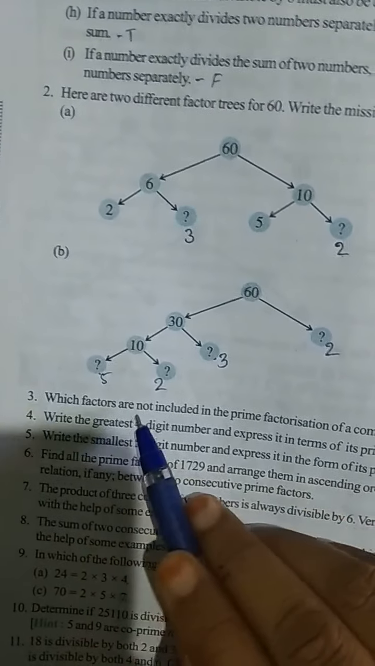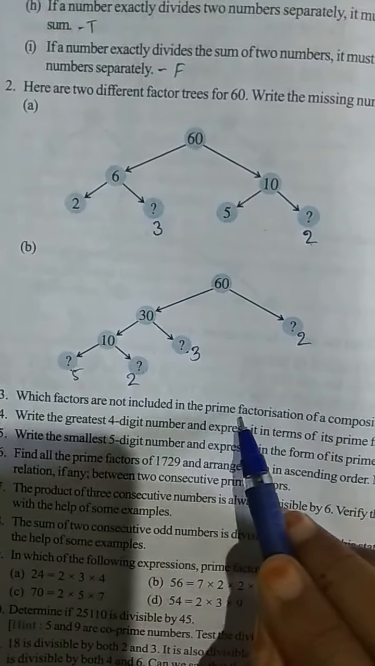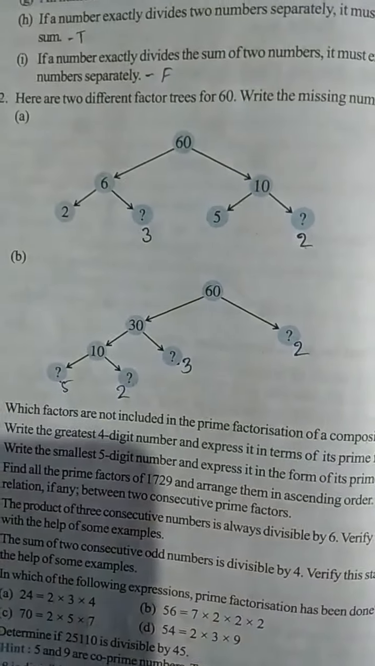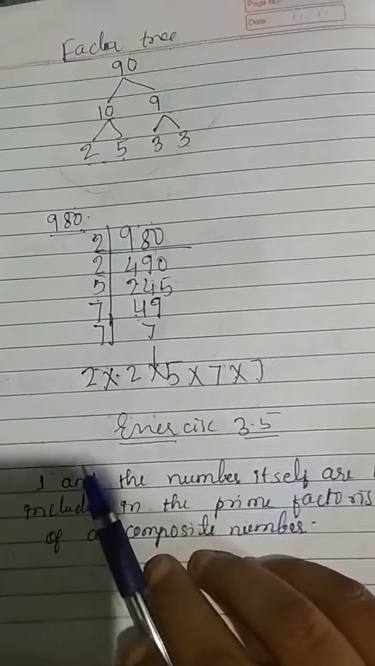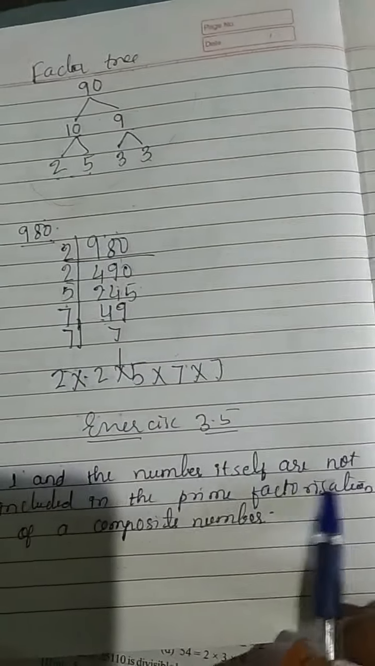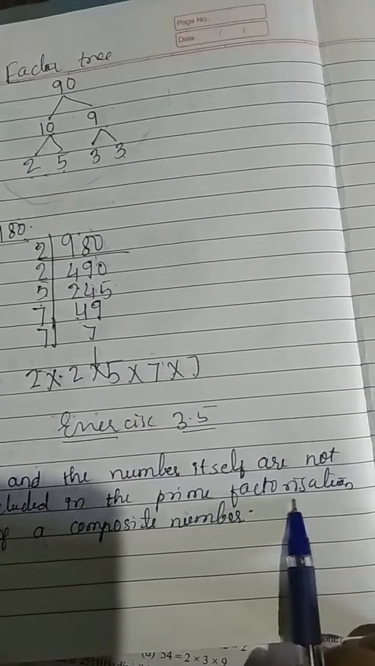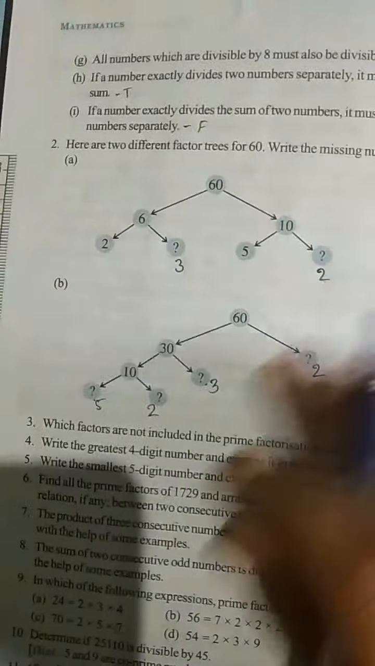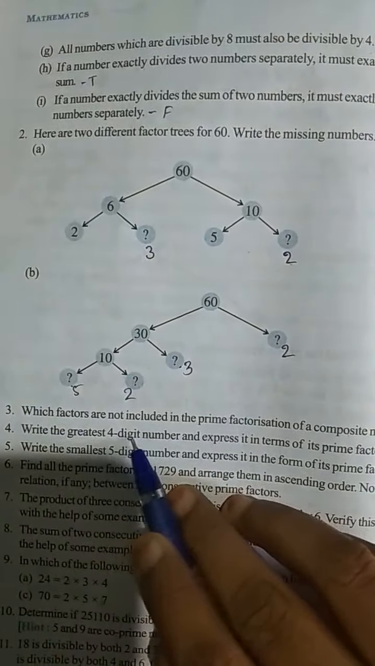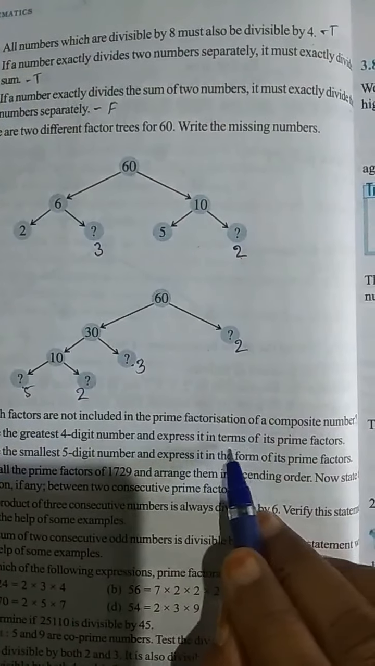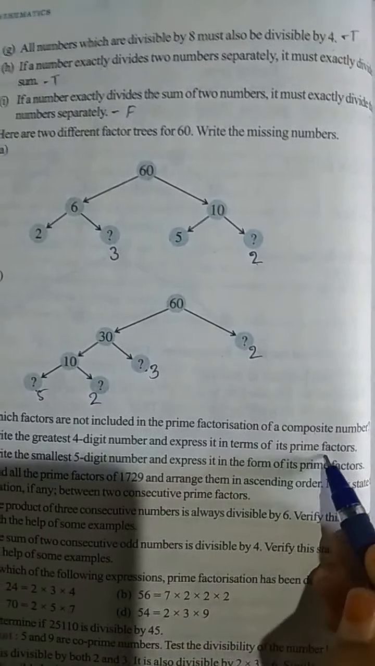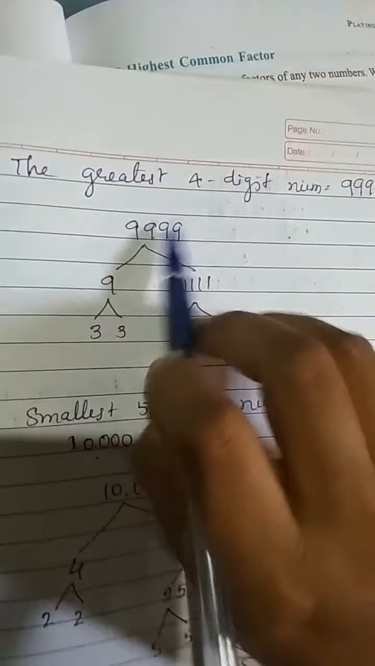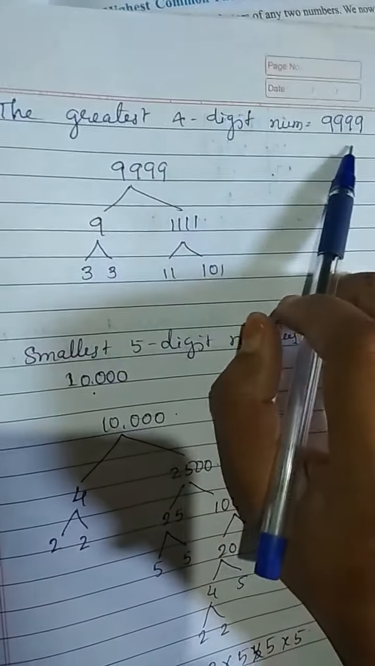Next one. Which factors are not included in the prime factorization of a composite number? Of course 1. Here is the solution. 1 and the number itself are not included in the prime factorization of a composite number. Next, fourth one. Write the greatest 4-digit number and express it in terms of prime factorization. Which is the greatest 4-digit number? It is 9999.